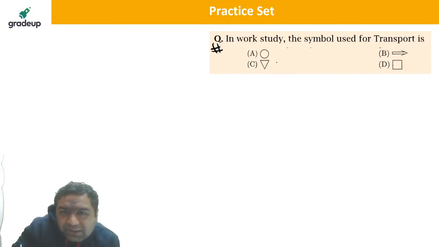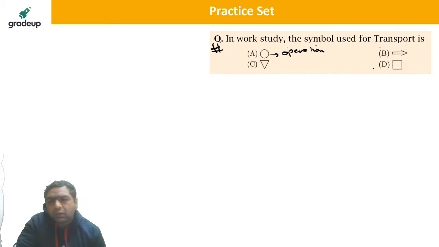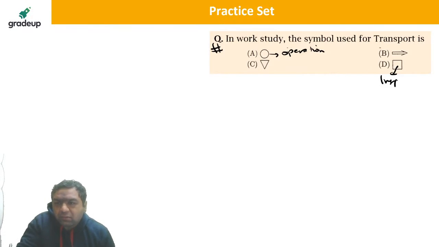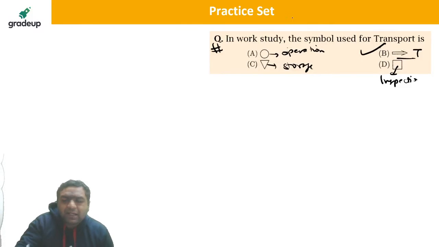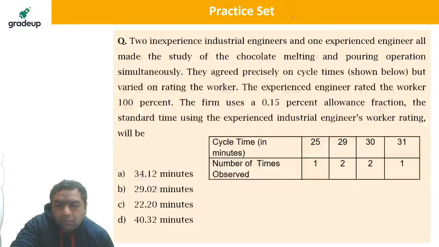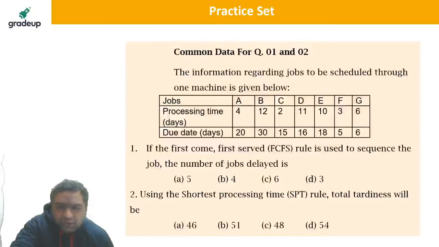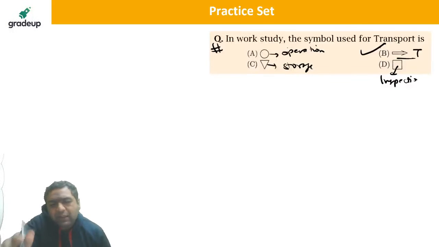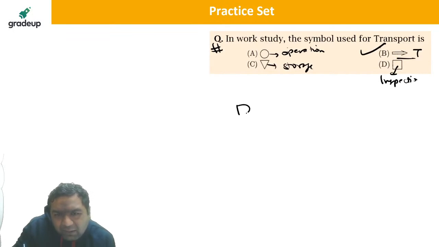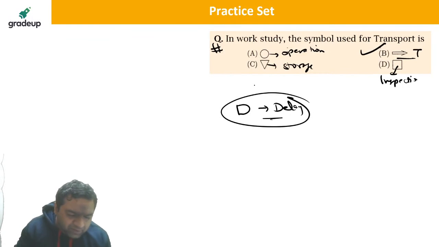Very good, Akhilesh. This symbol is used for operation. This is for inspection, for storage, for transportation. B is the answer. Okay, fine, guys. These are the practice questions from all the topics for you guys. So one more symbol is there which I have not mentioned here, that is D. D is used for delay. These are the 5 symbols which are used in work study.